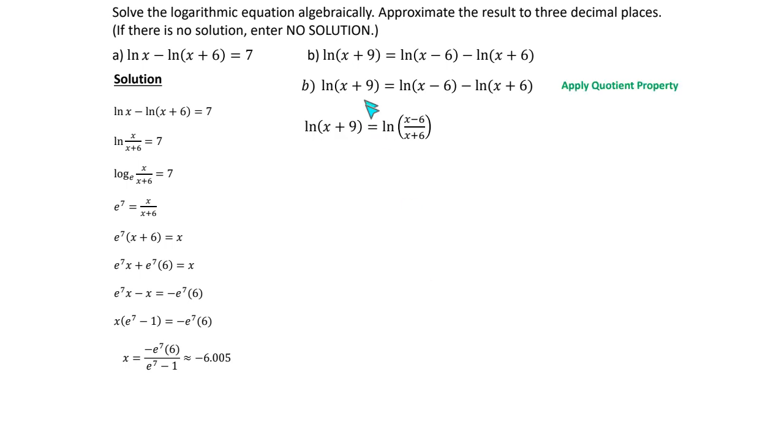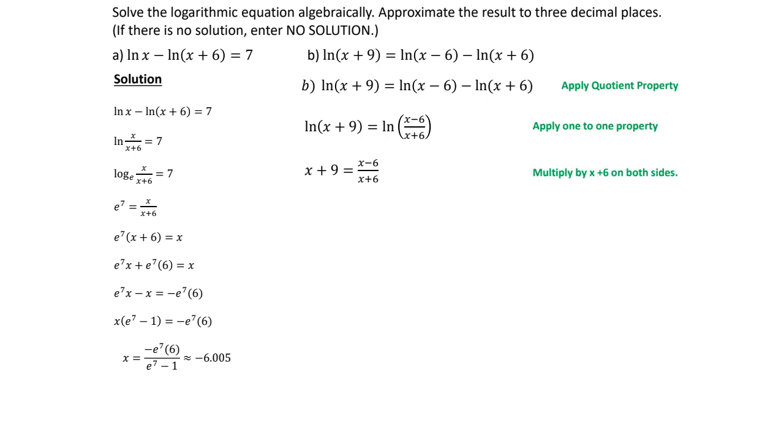Let's try letter B. So here we have natural log of x plus 9. I'm going to combine the right side. So here is subtraction, so I'm going to be dividing: x minus 6 divided by x plus 6. Since I have the same natural log on this side as the one on the other side, we can use the one-to-one property. And the one-to-one property tells us that if you have the same log with the same base, then we can set x plus 9 equal to x minus 6 divided by x plus 6.